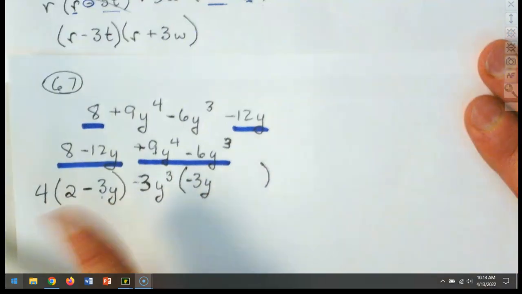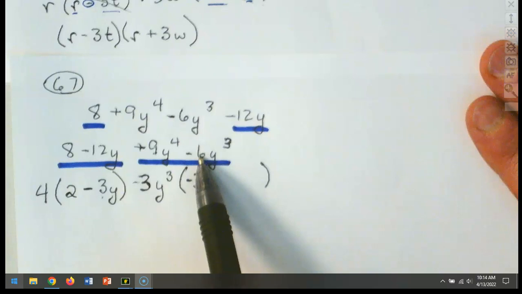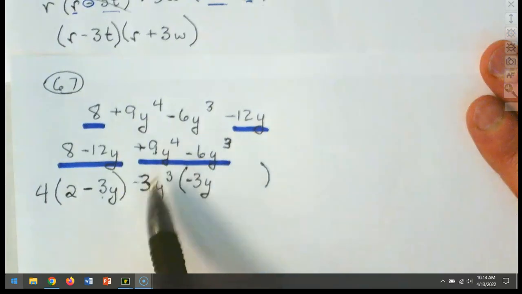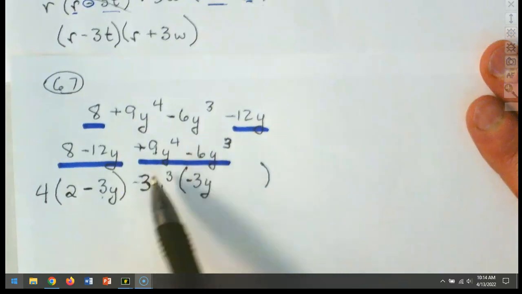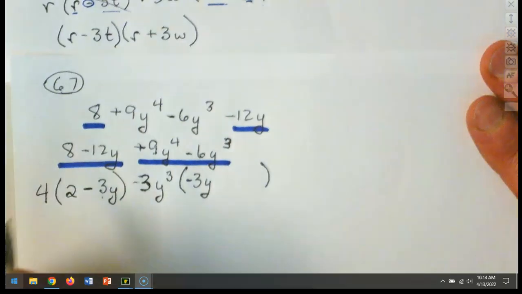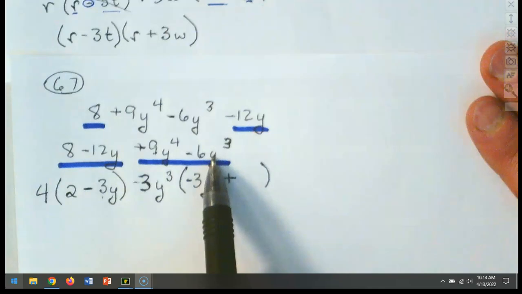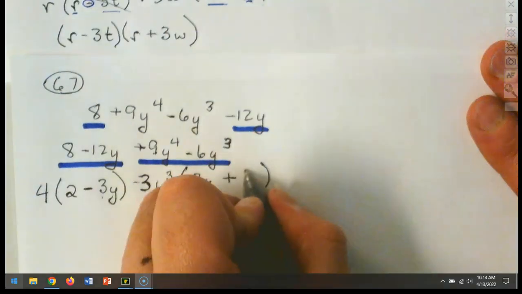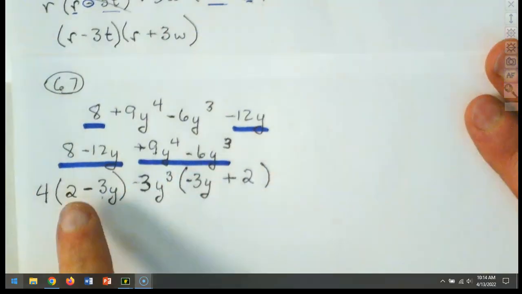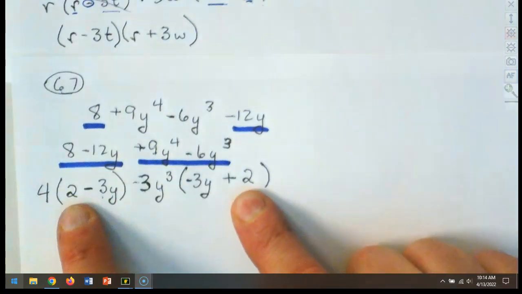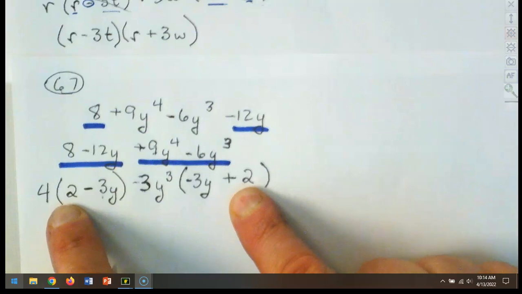Now, what about the next piece? Minus 6, we're going to divide it by a minus 3. Minus 6 divided by a minus 3. Negative and negative makes it a positive. The y cubed came out, so that left you then with a 2. Okay? Might be in a different order, but that 2 is positive here, and that 2 is positive over here as well. So we know we did it correctly.